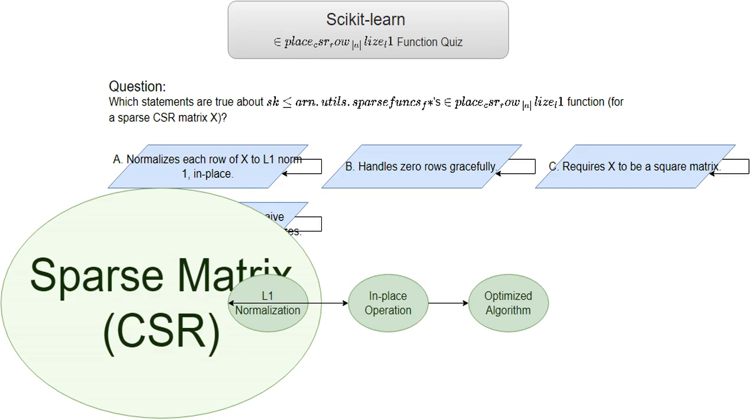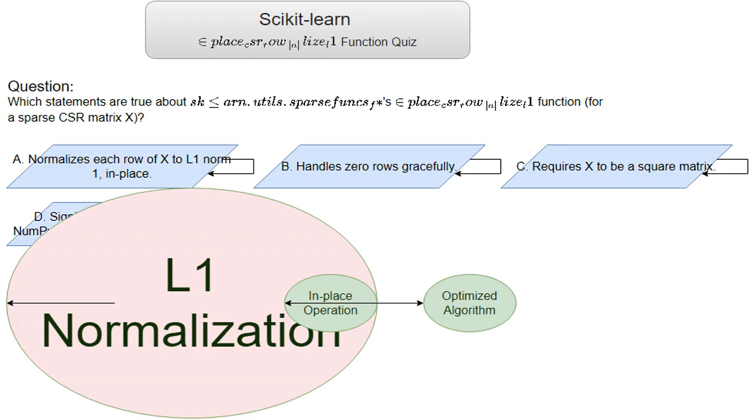A sparse matrix is a matrix where most of the elements are zero. The CSR, compressed sparse row, format is an efficient way to store and work with such matrices, saving memory and computation time compared to storing all the zero values. L1 normalization is a technique where each row, or column, of a matrix is scaled such that the sum of the absolute values of its elements equals 1. This is often used in machine learning to standardize data or features.